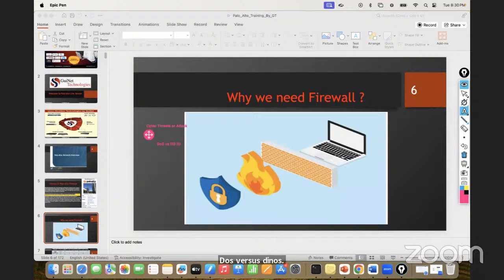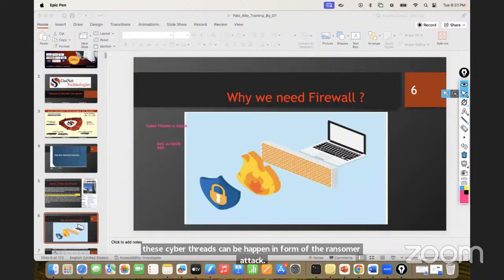We have SQL injection. We have cross-site scripting, that is known as XSS. Credential stuffing we have, insider threats we have, supply chain attacks. So we have a lot of cyber threats, and these cyber threats can happen in the form of ransomware attack, Log4j attack, other kinds of vulnerability attack, supply chain attack, and these are basically kinds of vulnerability, right?